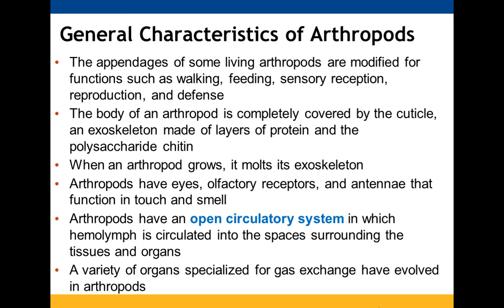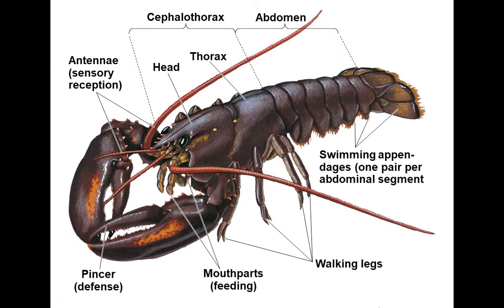They have eyes, they have olfactory receptors, they can smell, and they have antennae that help them with both touch and smell. They have an open circulatory system. The hemolymph is circulated into spaces surrounding the tissues and the organs. And then they have organs that are specialized for gas exchange that have evolved over time. So there's an example.